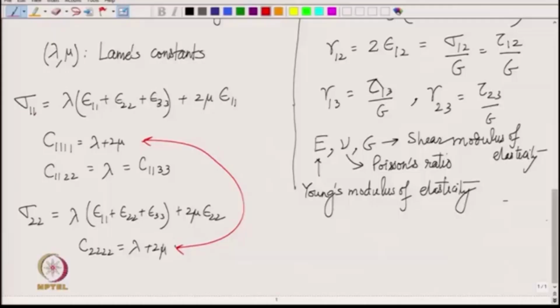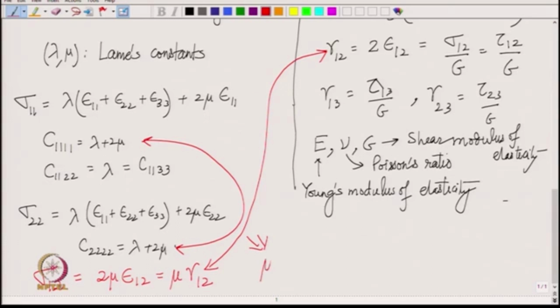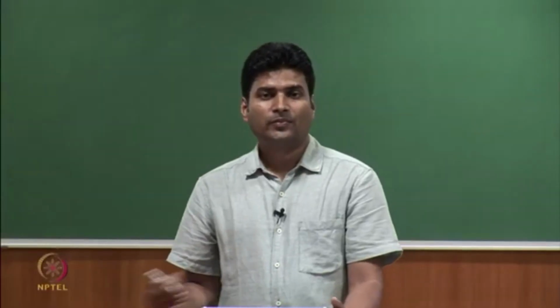So this means sigma 12, for example, would become 2 mu epsilon 12, right, which is same as mu times gamma 12. Now, can you see the relation here? This formula and this formula right here on the right hand side. So this implies that mu is same as g, is not it? Look here, gamma 12 is equal to tau 12 by g, and from the left hand side sigma 12 which is tau 12 is equal to mu times gamma 12. So that means mu is same as g, right.